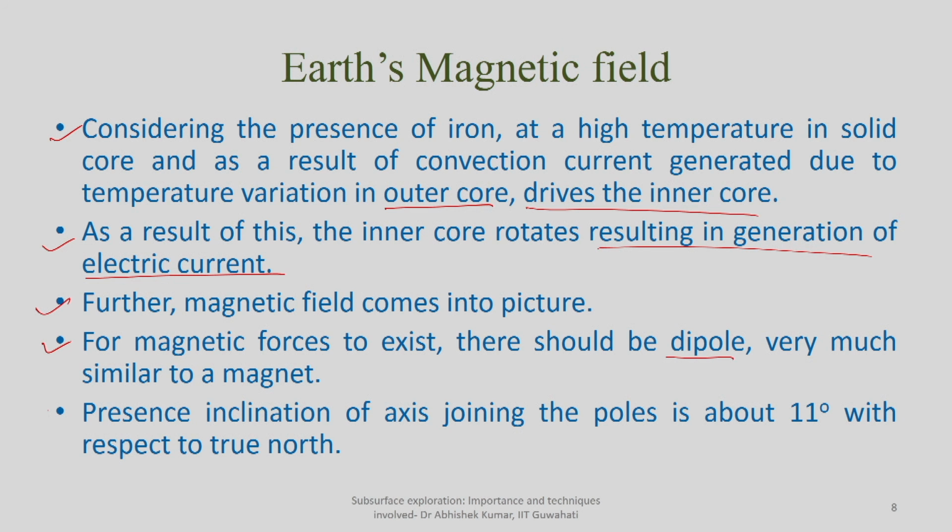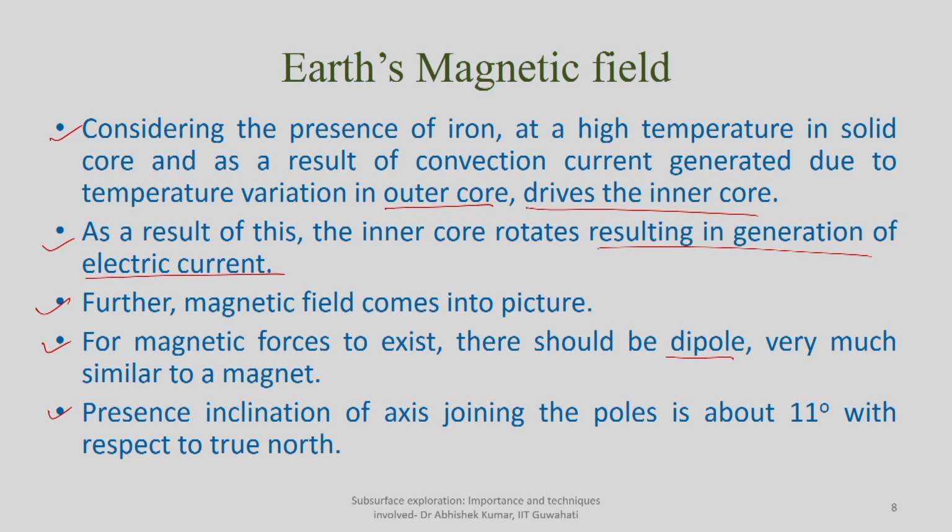Because of different layers and temperature variation, convection current is coming into the picture at different layers, whether it is the upper mantle or the outer core. The upper mantle is responsible for movement of the different plates across the globe, whereas the convection current in the outer core is responsible for movement or rotation of the solid inner core, which is responsible for generation of electric current and subsequently the magnetic field, which can be indicated by the presence of magnetic north and magnetic south pole.